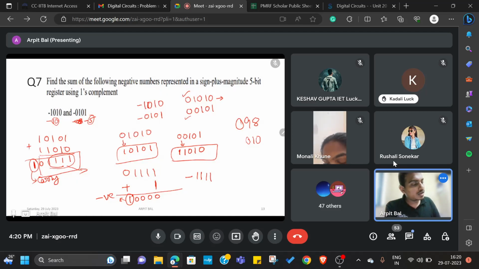After I have these magnitudes, I want to represent them in 1's complement form. For 1's complement form, whatever digits you have, you just flip the bits. If it is 1, you convert it into 0. If it is 0, you convert it into 1. That's what I have done here.